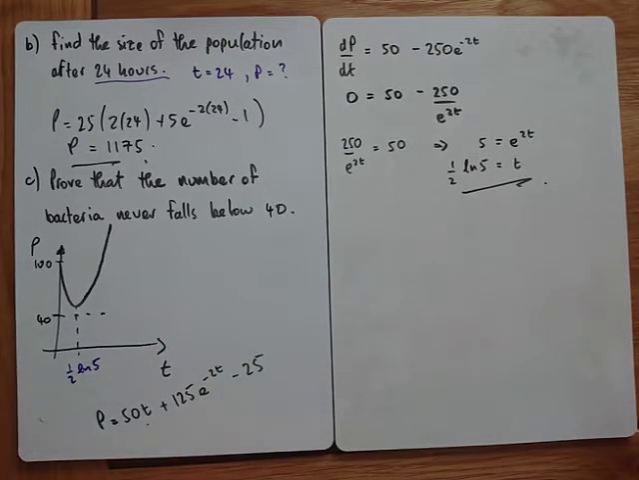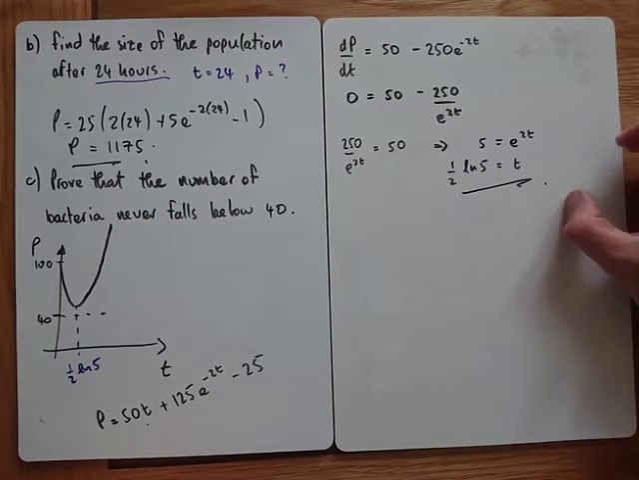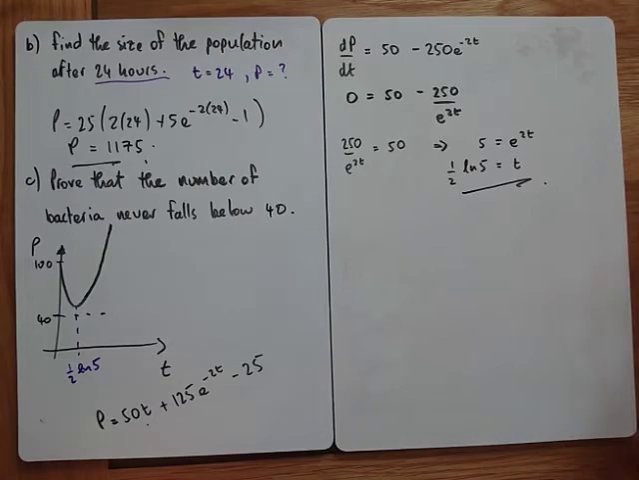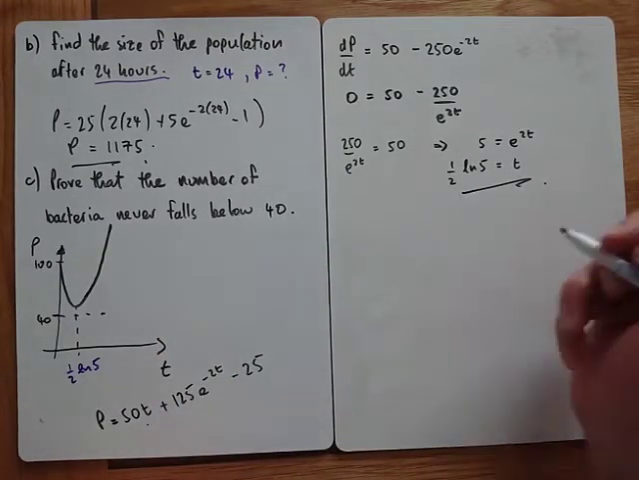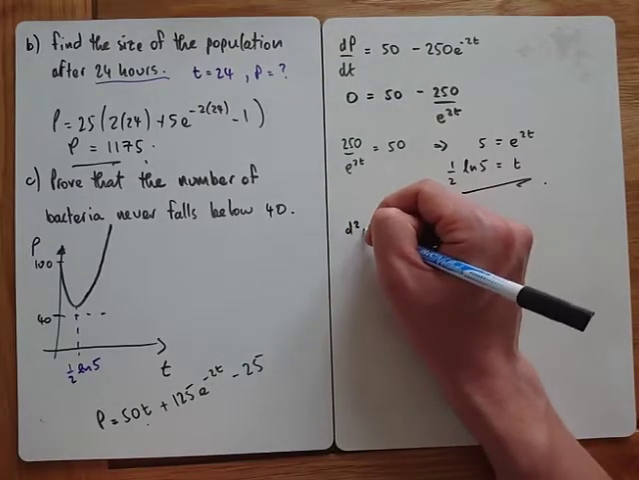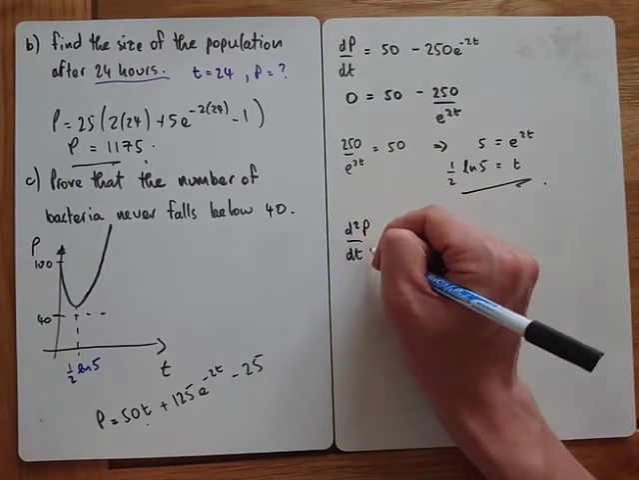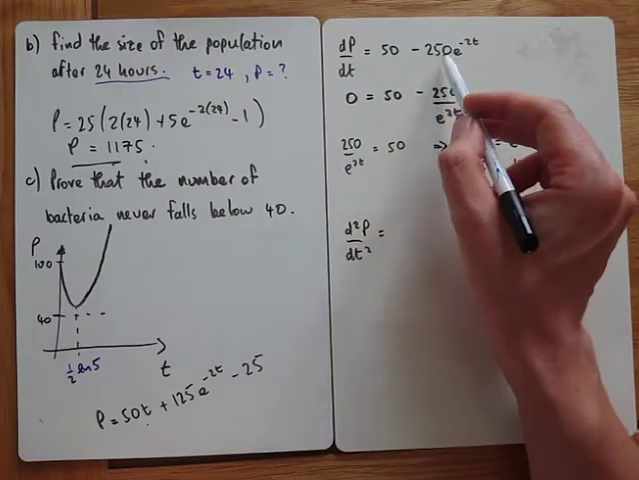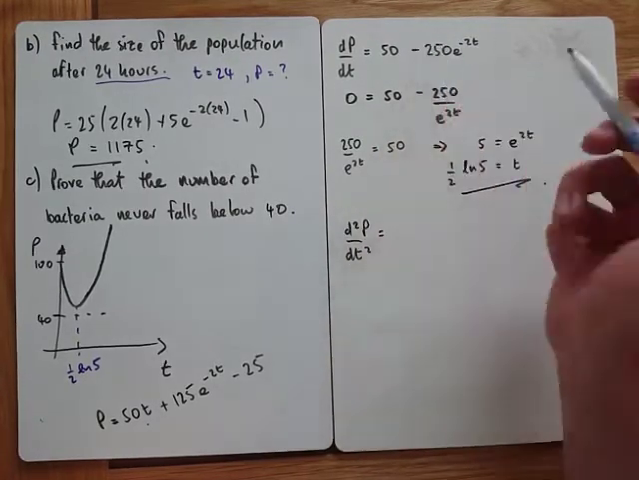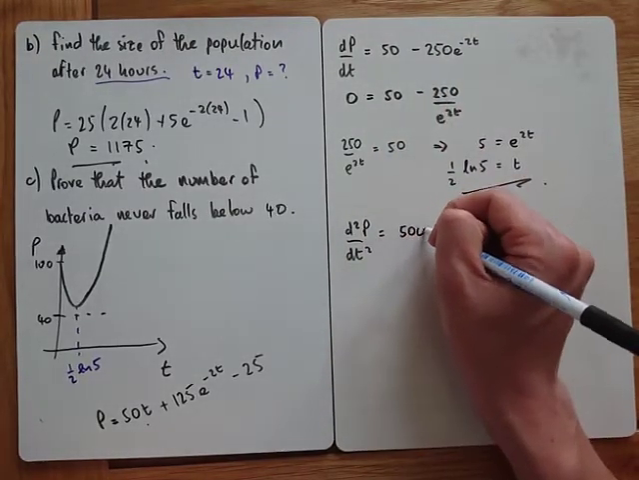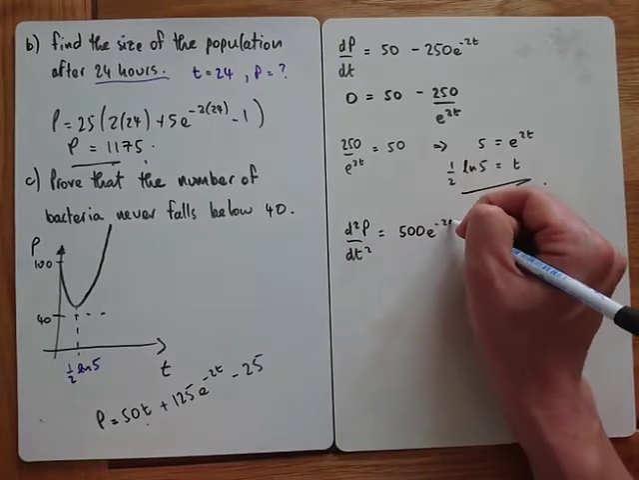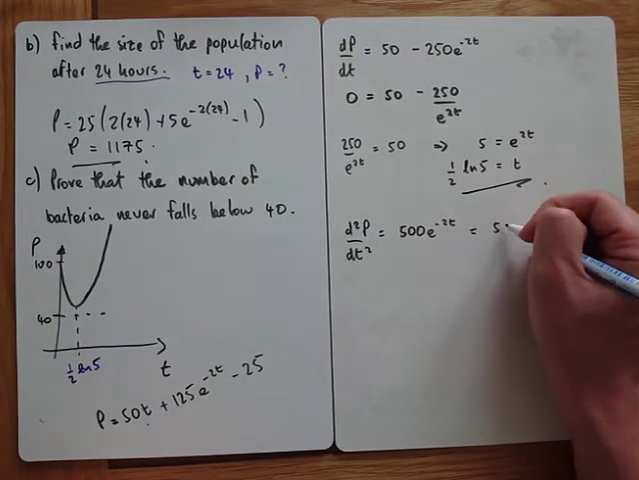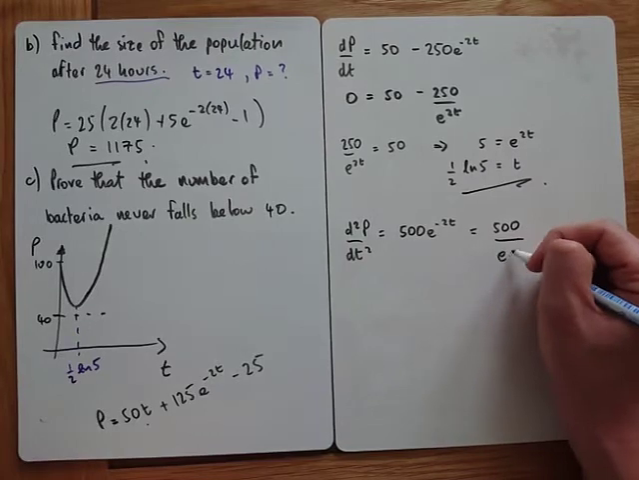Is that enough though? It's a proof question. I've got to be a bit more rigorous in my argument here. How do I prove it's a minimum, without using my graphical calculator to see what the graph looks like? Let's find the second derivative. So what's the second derivative? If I differentiate this again, that would become 500 e to the minus 2t. You can also think about that as 500 divided by e to the 2t.